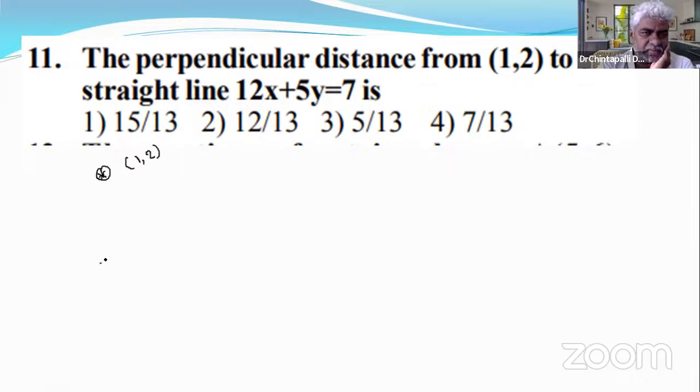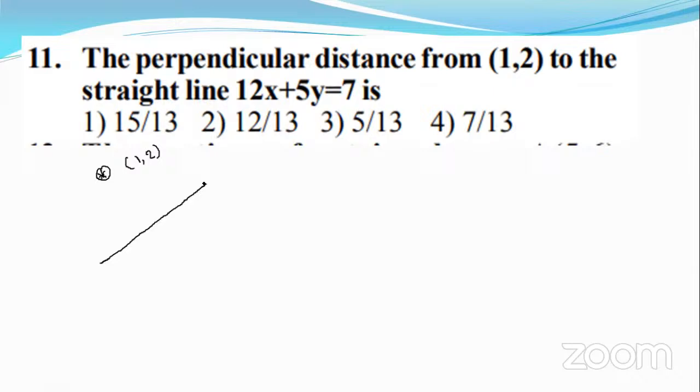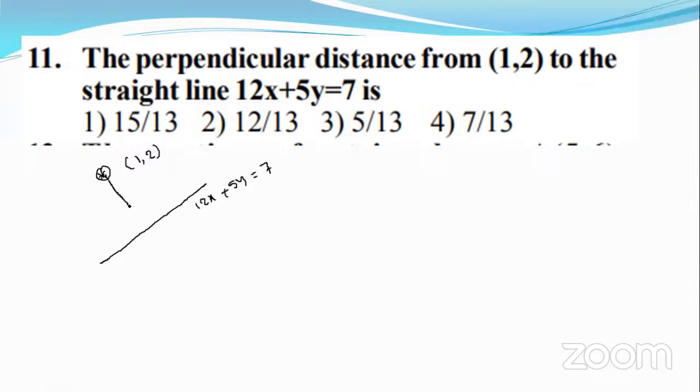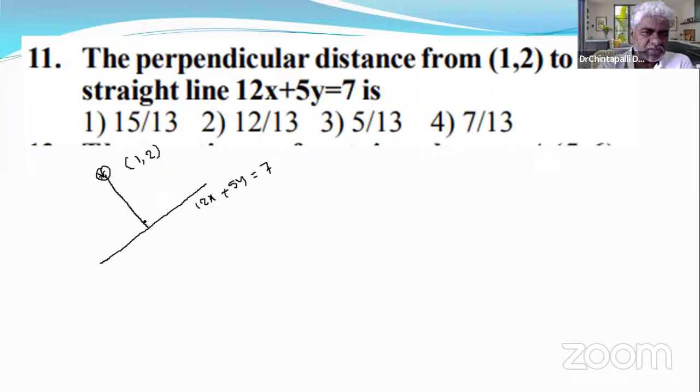It's a line. The line equation is 12x plus 5y is equal to 7. This is called perpendicular distance.